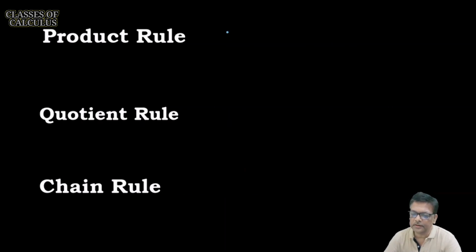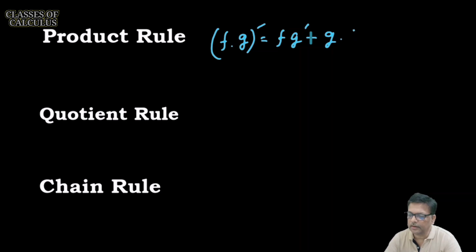The next one is the product rule. For that, we have to consider two functions, f and g. So the derivative of the product of these two functions, f into g, is, if you consider f as the first function, the first function into the derivative of the second one, that is g dash, plus the second function, that is g, into the derivative of the first one. So this is the product rule which can be applied frequently for finding the derivative of a function.